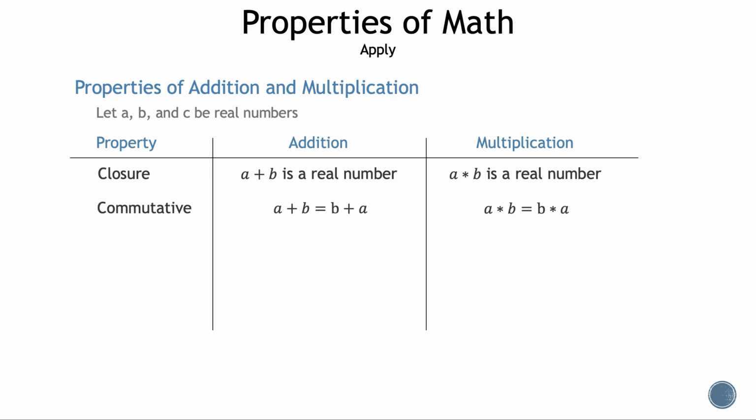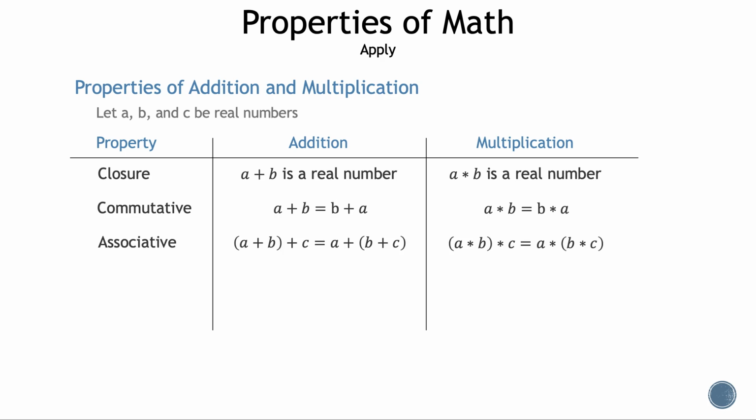Let's move on to commutative. Let's shorten the word to commute. What does that bring to your mind? Well, we commute from home to work or school every day. Then we return home. The distance traveled from home to work or school is the same as from work or school to home. The order does not matter.